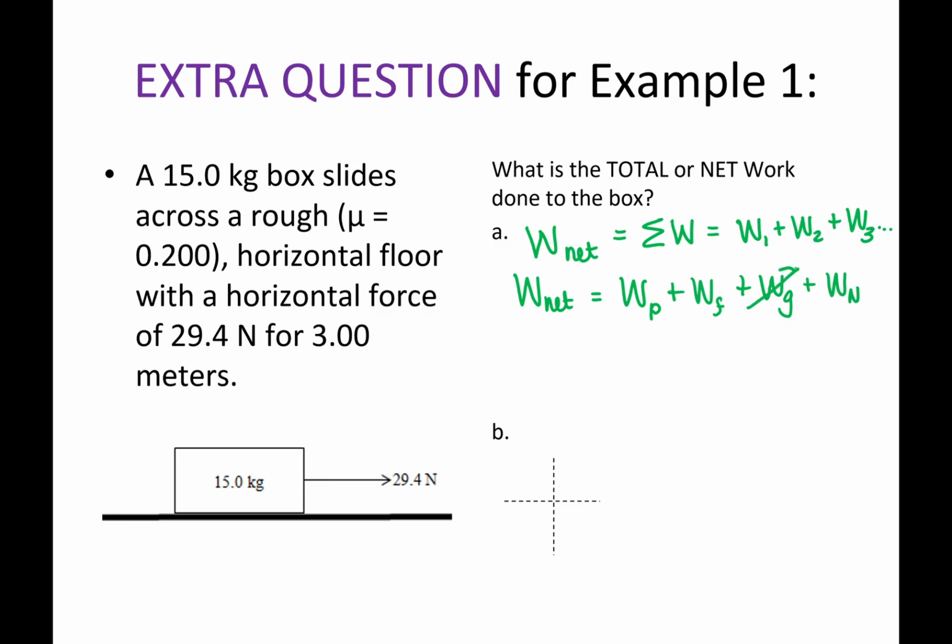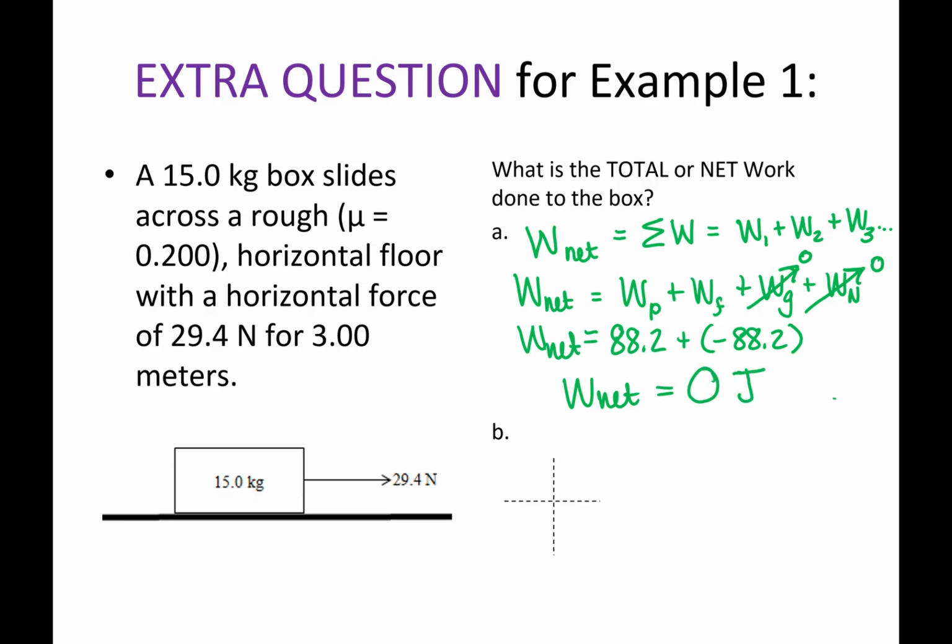Now, we already figured out that the gravity and the normal force were 0 because they're at an angle of 90. And the work done by the push is positive 88.2, and the work done by friction was negative 88.2, leaving us with a net work of 0 joules. Okay?